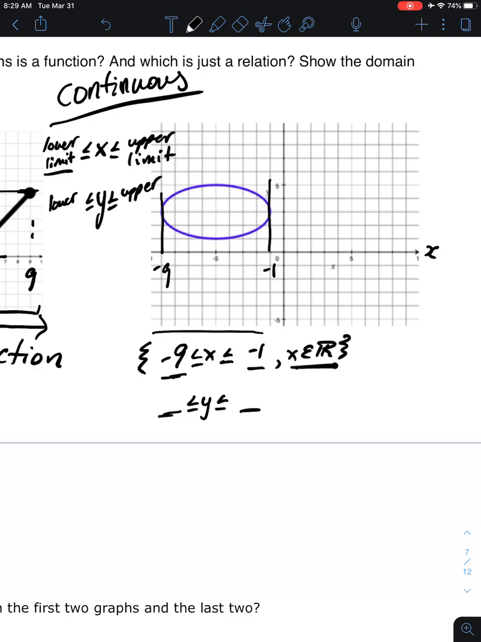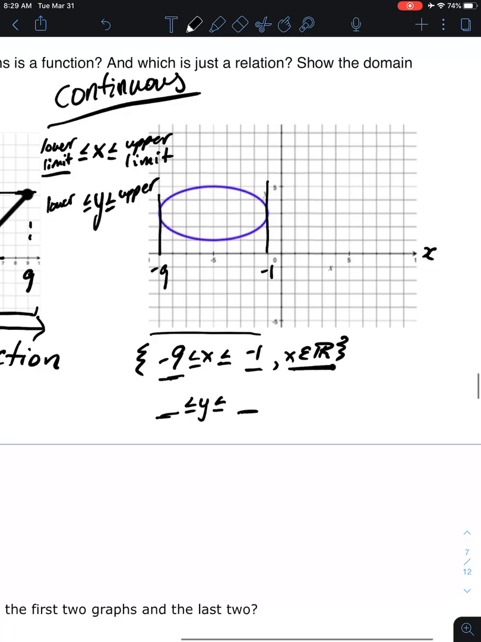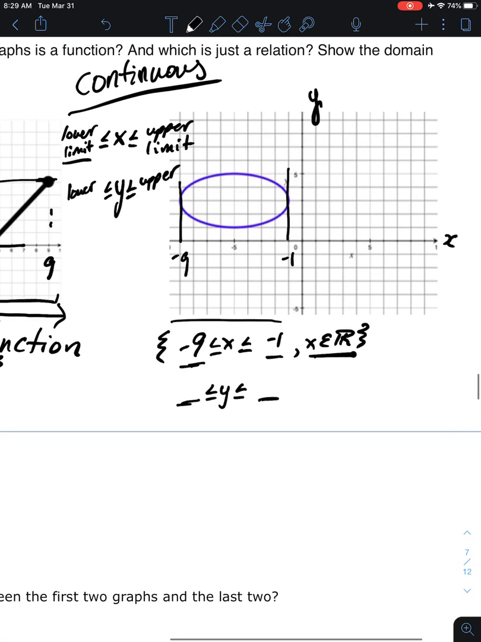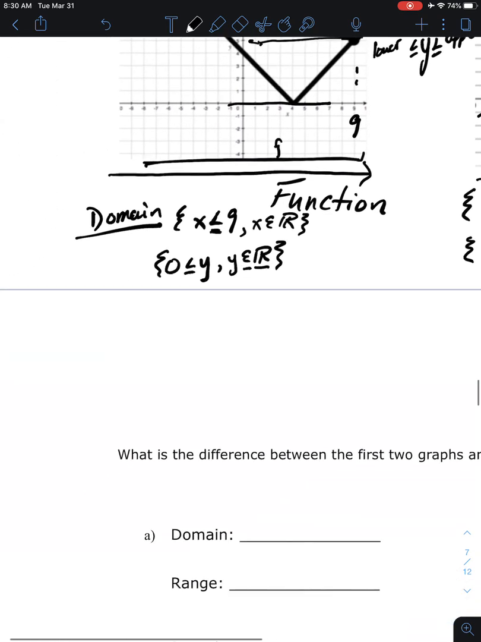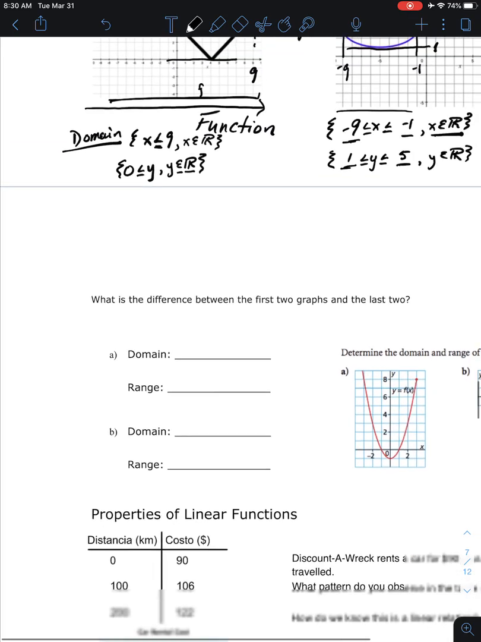What does that mean? It means that this is a continuous curve. It's not discrete data. And now if I look at the y-axis, the y values, I can see that my graph begins at 1 and ends at 5. So 1 and 5 are my limits for this graph.